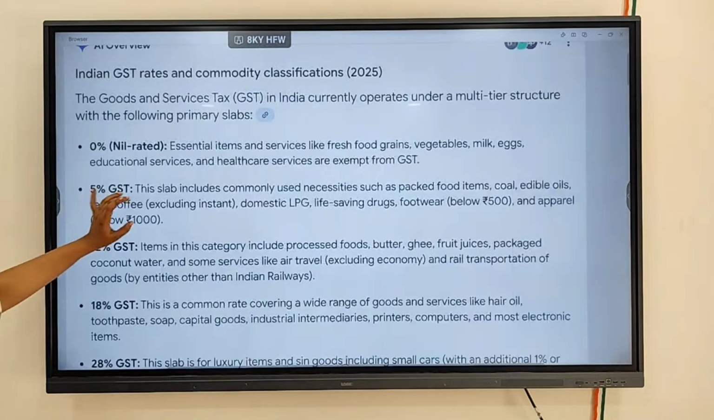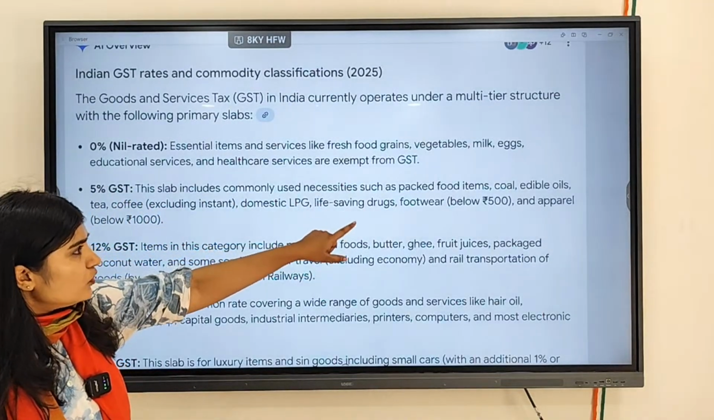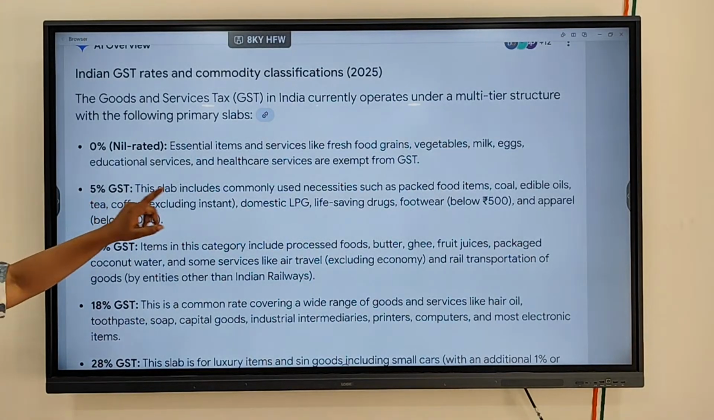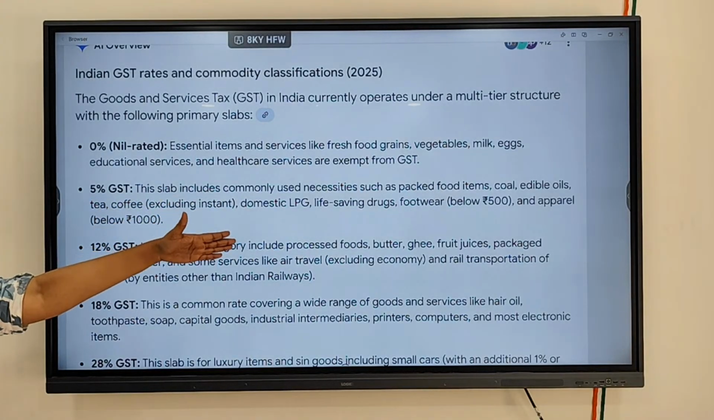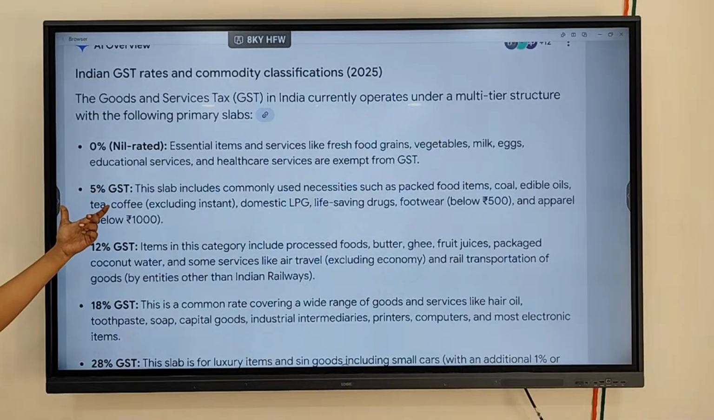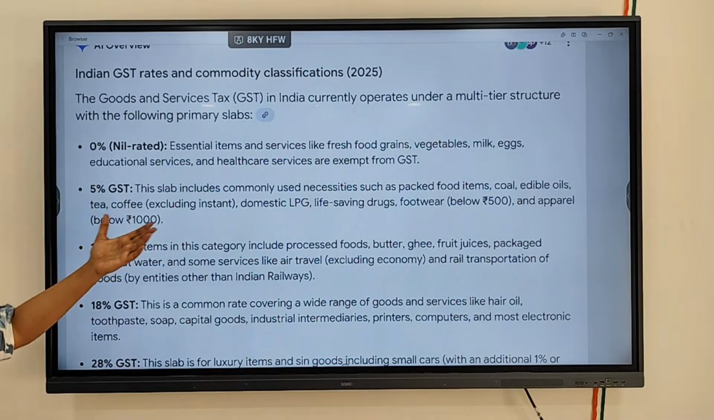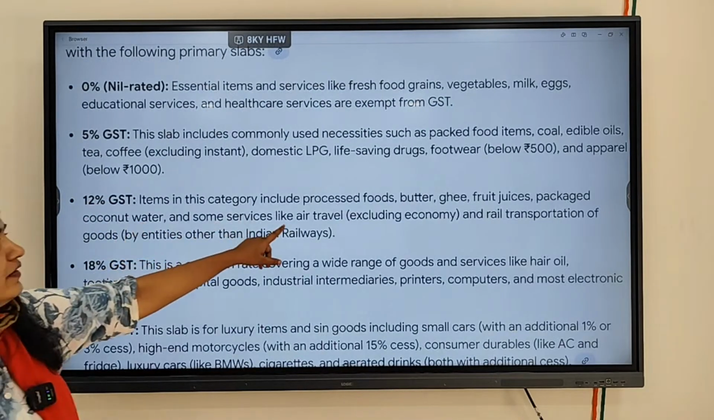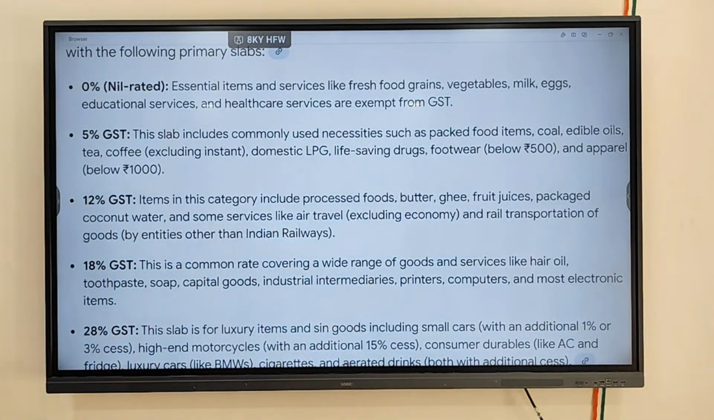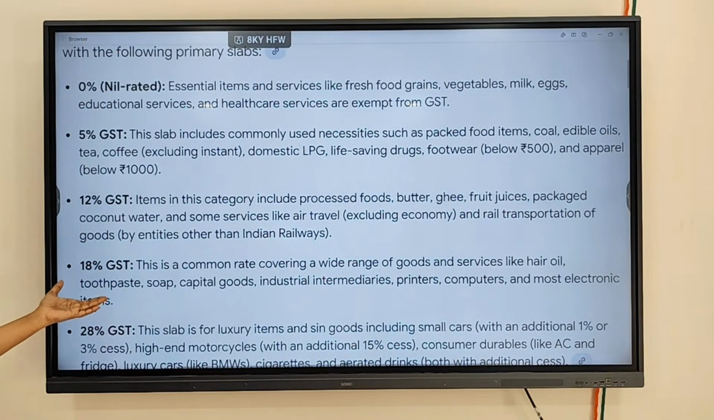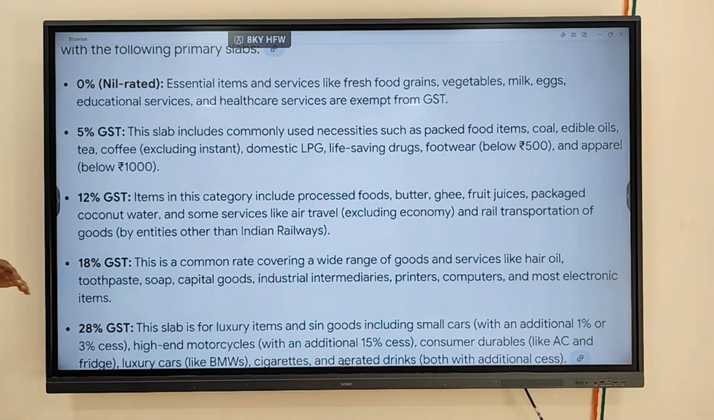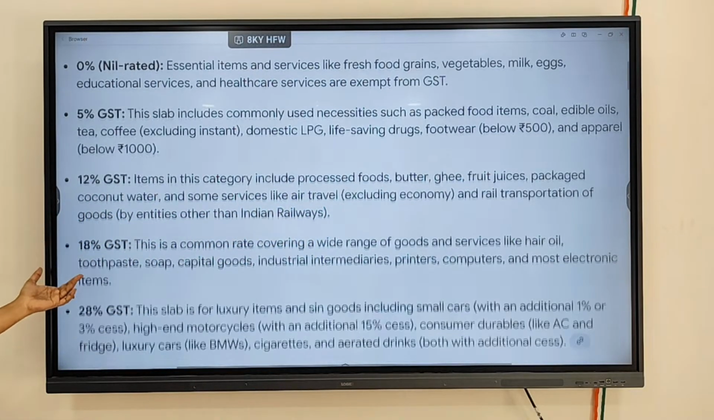Next, LPG, footwear, edible oils, coal, apparel, clothes, all come under 5% GST if you purchase clothes. Next, 12% GST for air travel and also transportation in Indian Railways, I think. Butter, ghee, fruit juices, packed coconut water all come under 12% GST.